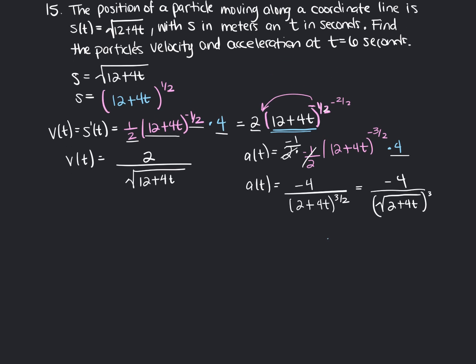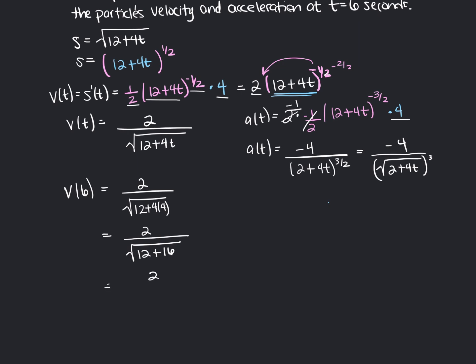So now let's find our velocity and acceleration at t equals 6. So v of 6 is going to be 2 over the square root of 12 plus 4 times 4. So that's going to be 2 over the square root of 12 plus 16. So that's 2 over, I've screwed something up here. Let's see. Did I write the problem down wrong?